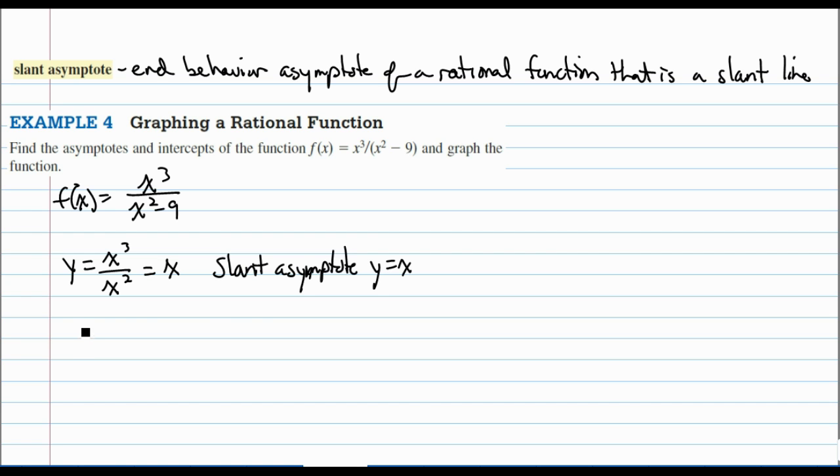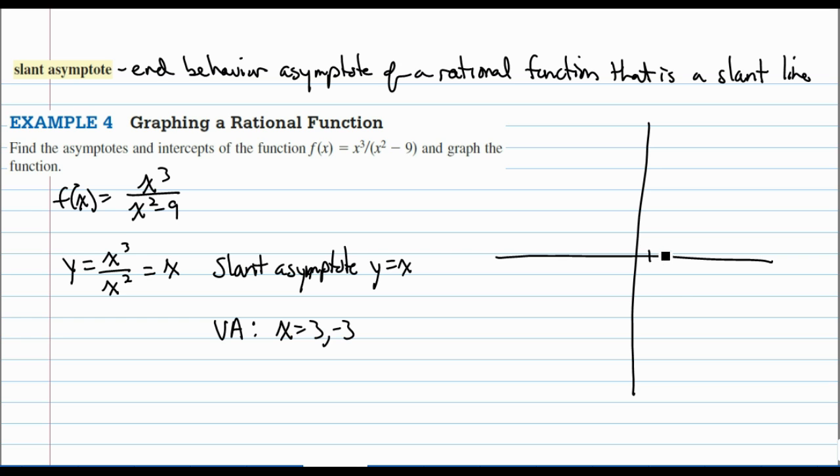How about a vertical asymptote? We have two vertical asymptotes at x equals positive 3 and negative 3. They both make the denominator 0. So far, I've got a vertical asymptote here at 3, I've got another one at negative 3, and I've got this slant asymptote. What a mess.